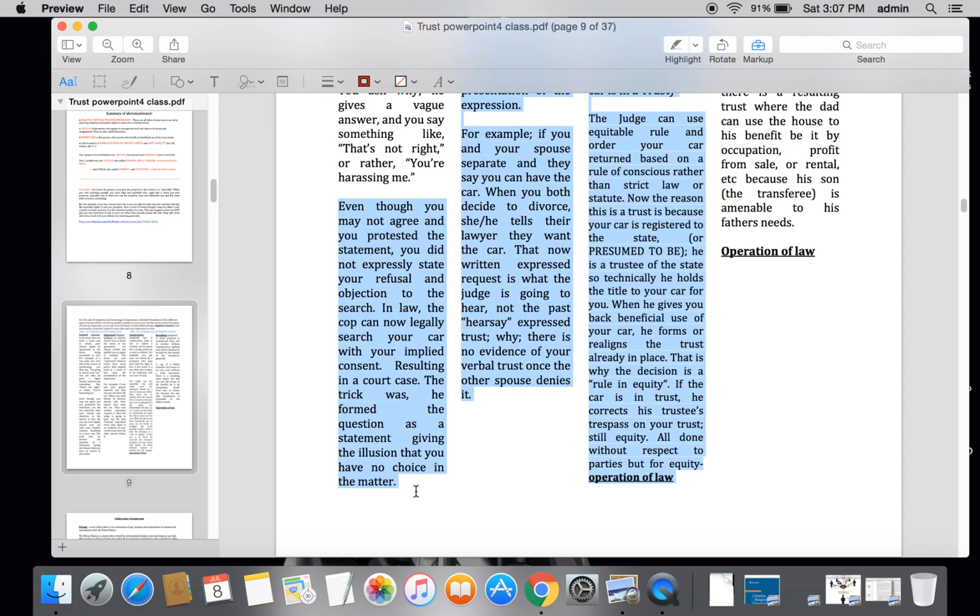Now, even though you may not agree and you protested, you did not expressly state your refusal and objection to the search. In law, the cop now has a legal right to search your car because you did not express your trust to his implied trust. See, he formed an implied trust with you, and you did not rebut it with an express trust. You did not say, "No, I do not agree to you searching my car. I do not consent to that."